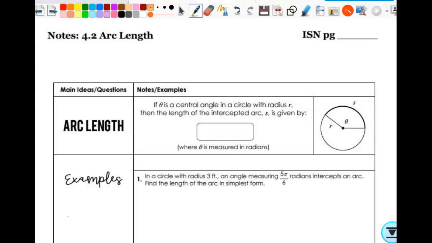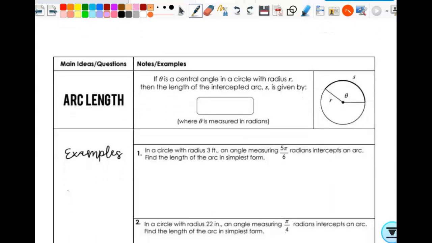So today we're going to talk about arc length. Arc length is something that you do in geometry, but you do it with degrees, and we're going to look at it with radians, and I'm going to show you how those two things are related. So we're going to come up with an arc length formula based on what we know about circles.